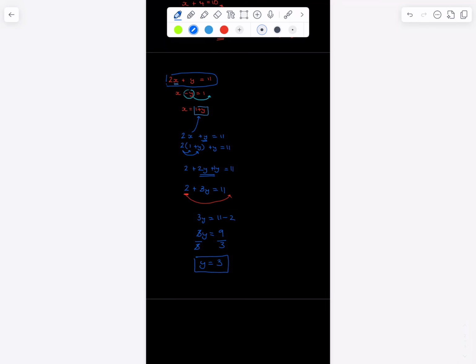And then remember, people forget to always substitute that back in to work out what my x value is. And remember, x is just 1 plus y. So we could write that down. x equals 2.